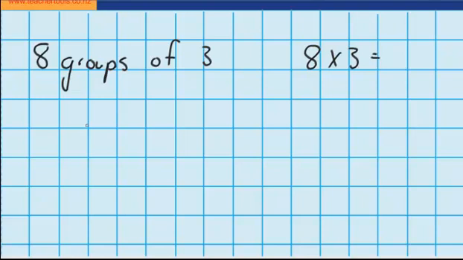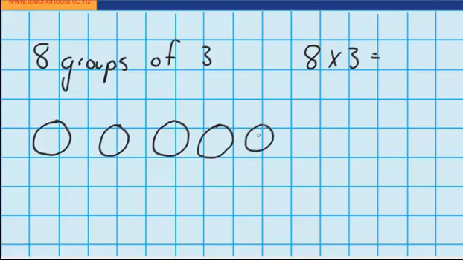So let's start by drawing a picture which shows what that looks like. Well, I need 8 groups, so I've got 1, 2, 3, 4, 5, 6, 7, 8. That's because there are 8 groups. And inside all of those groups there are 3 counters. So I need to put 3 counters in every group.